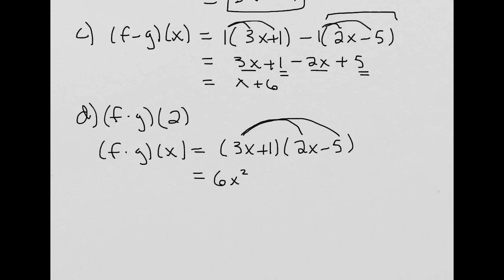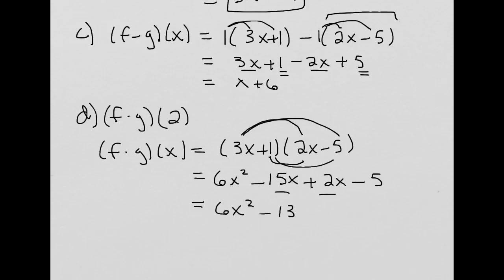3x times minus 5 is minus 15x. And now I want to distribute the 1 through. So 1 times 2x is 2x. And then 1 times minus 5 is minus 5. And now if I combine like terms, I can combine my x's. So I've got 6x squared minus 13x minus 5.